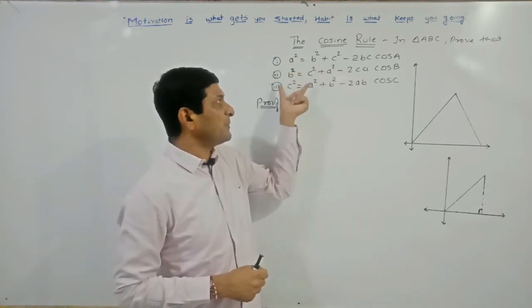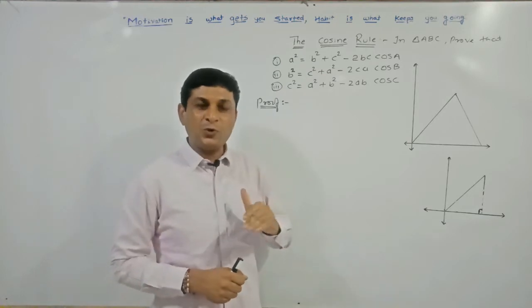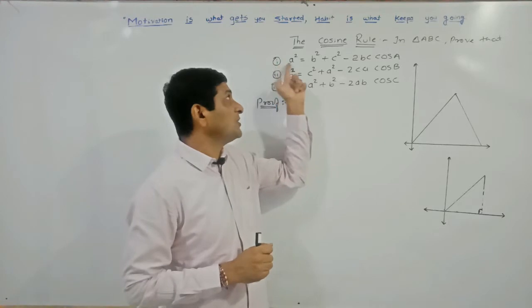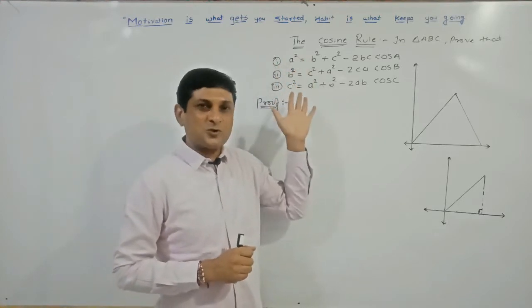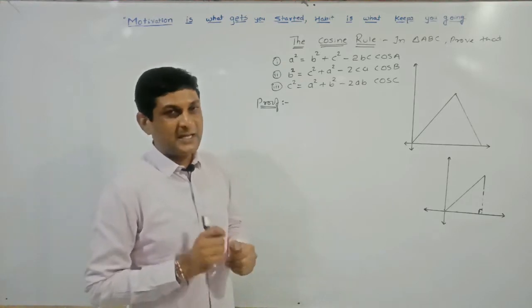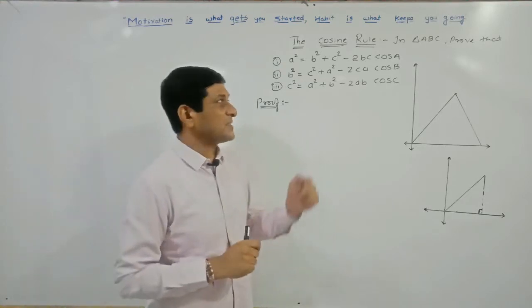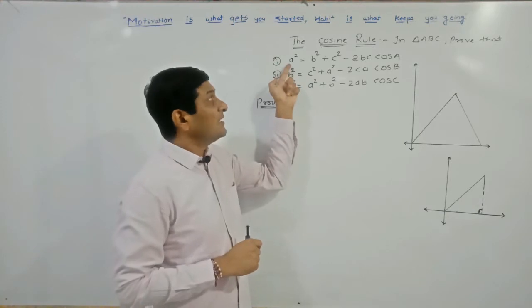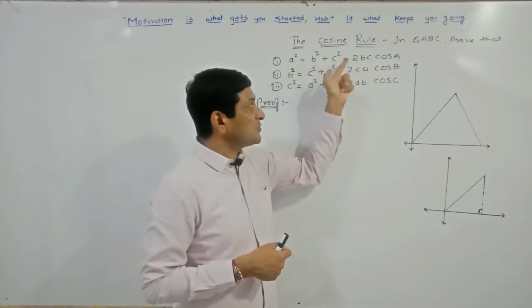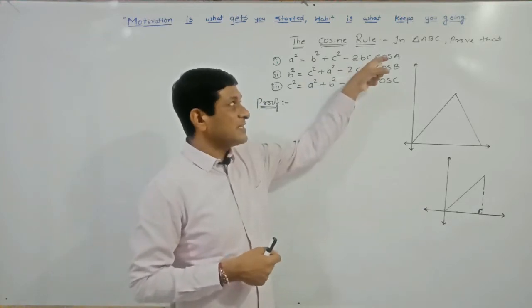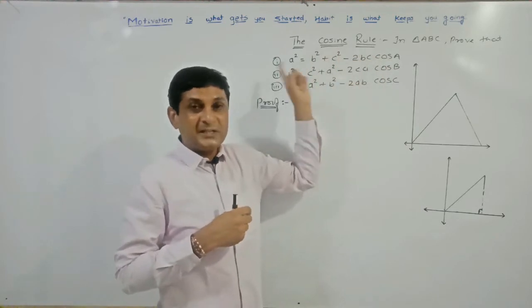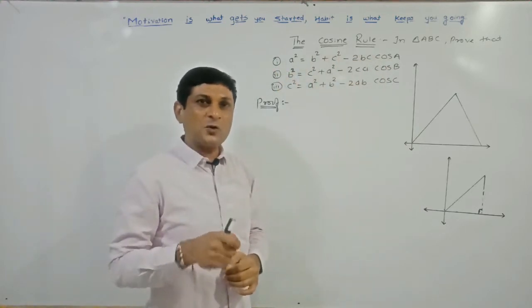Here three statements are there. The method to prove all three statements is one and the same. That's why we are going to prove the first statement, and later on we will say that similarly we can prove the second and third statements. If you observe the left hand side of this statement, a square is equal to what? We have to prove that its value is equal to b square plus c square minus 2bc cos A. Since the cosine of angle A appears in this expression, we can say that it is the cosine rule.